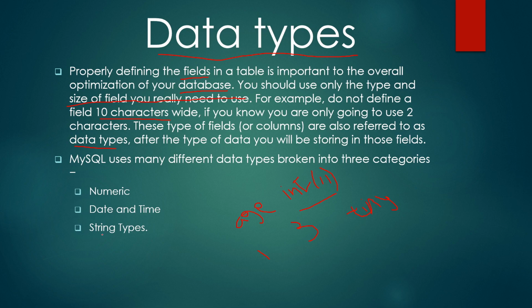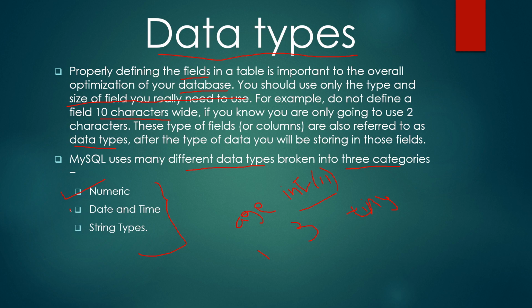Okay. Now MySQL uses many different data types. Actually there are many data types, but they can be broken into three main categories, and under these categories there are lots of data types. The first one is numeric. Numeric means numbers, like we have integers and floating point numbers. Okay, floating point numbers means decimal numbers.